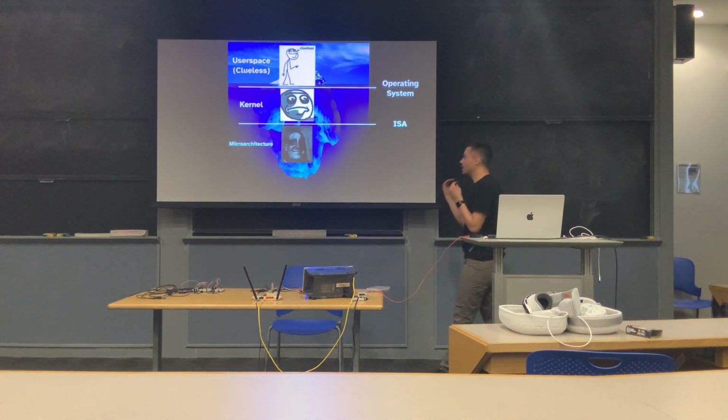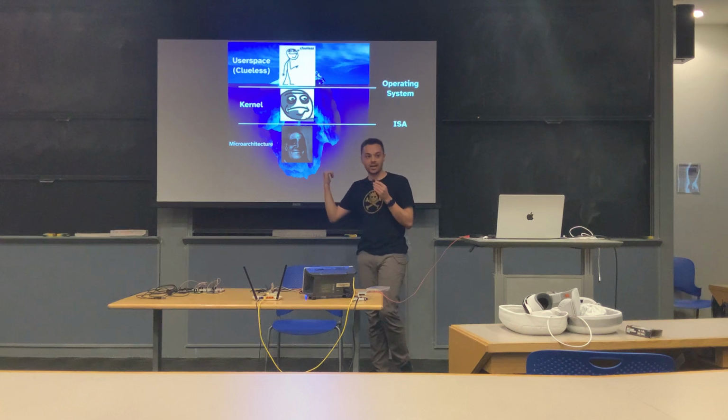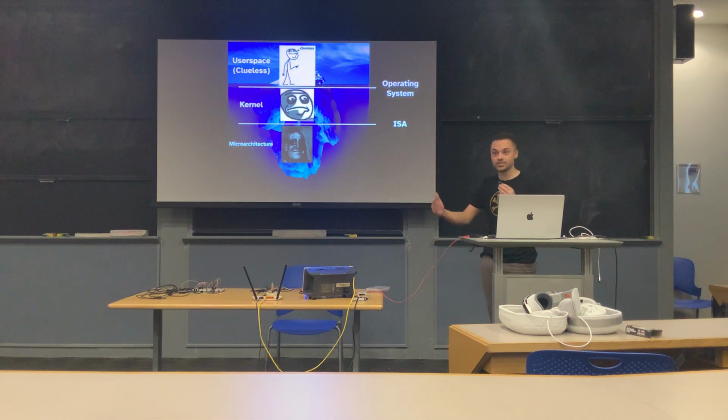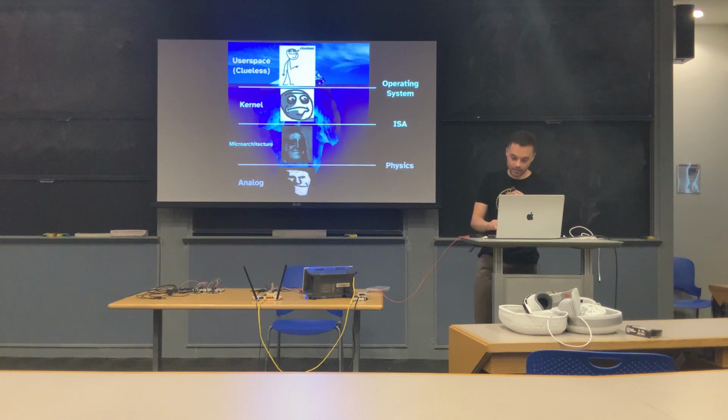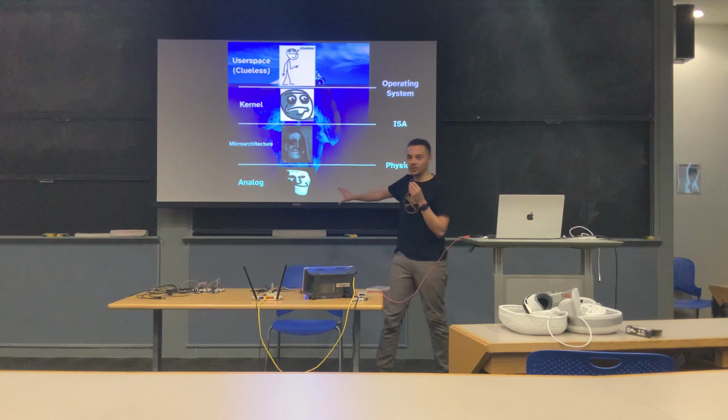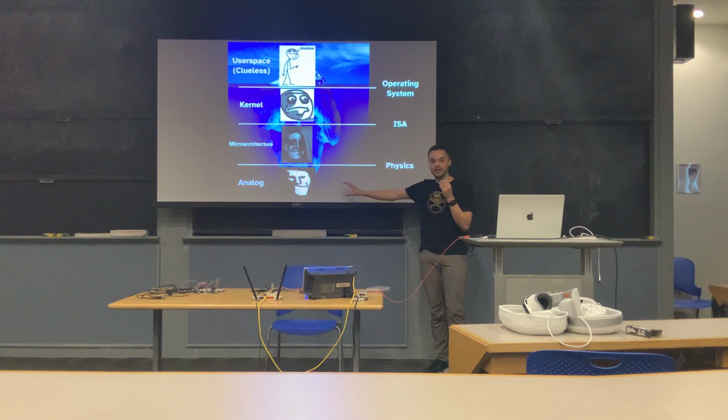Beneath the ISA, you have the microarchitecture. So this is what we spend a lot of our time attacking in this class, right? This is things like the branch predictor or your caches. And then beneath even that, we have physics and analog signals. And this is the weirdest region. So this is what we're going to spend our time on today, this analog world.